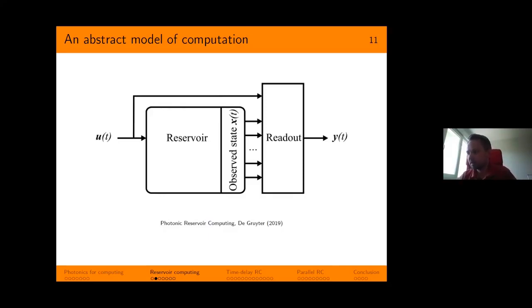So when we train the system, we only train the readout. We leave the reservoir untouched, which is a dynamical system that we don't train. We only train the linear model that is built on top of the reservoir so that it can solve the task that we want to solve.